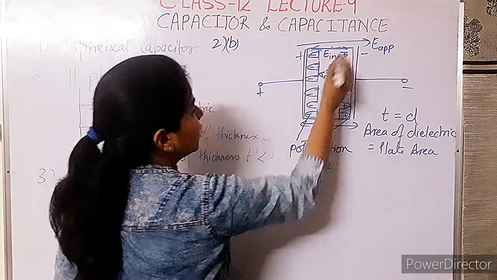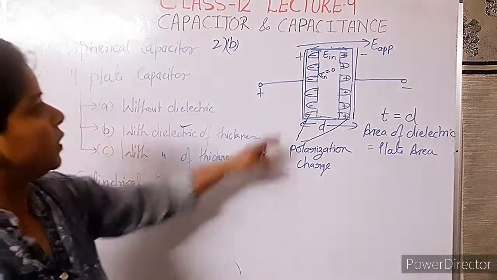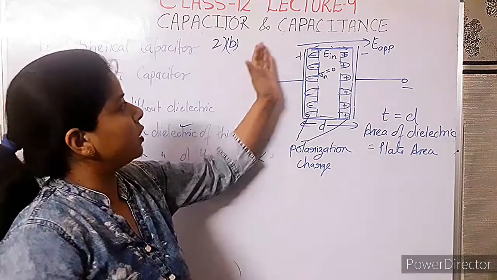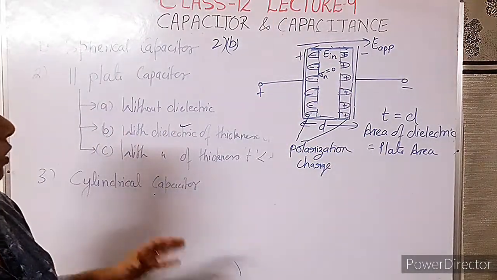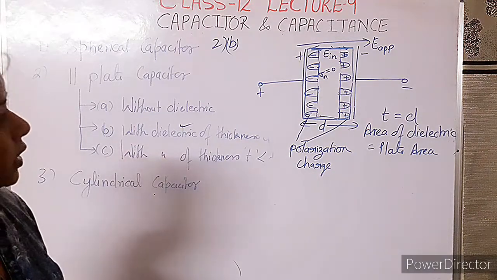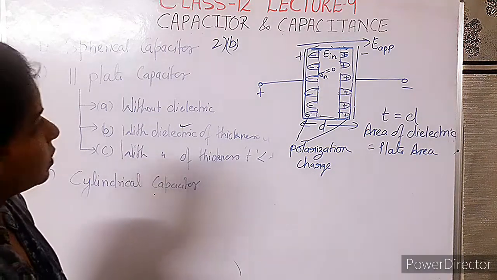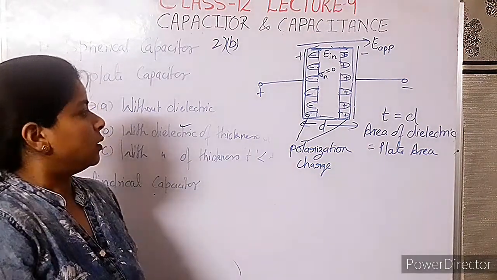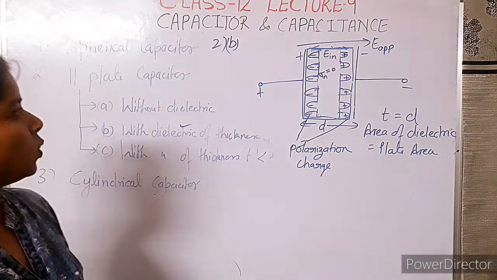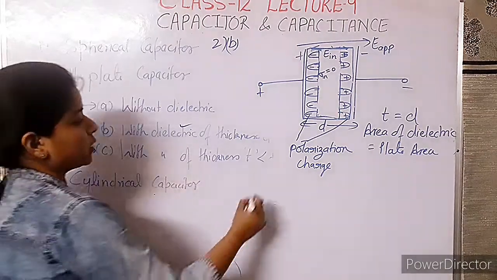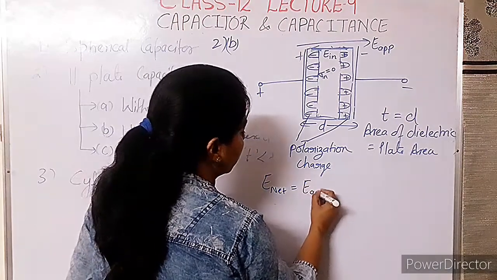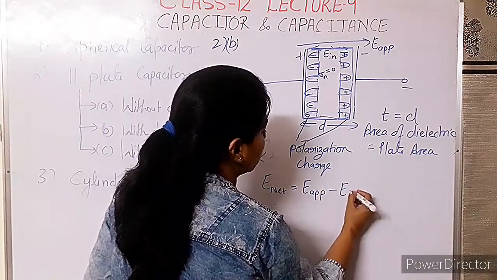So the inside electric field is from right to left, while the applied field is from left to right. This is just because of the generation of polarization charges, and the inside charge value becomes 0 here. Okay, this concept is very useful in the case of dielectric. So we will get the net electric field, E net, which is equal to E applied minus E in.